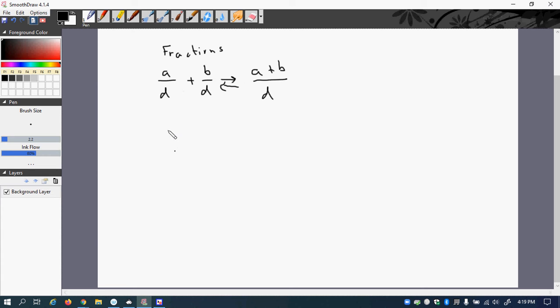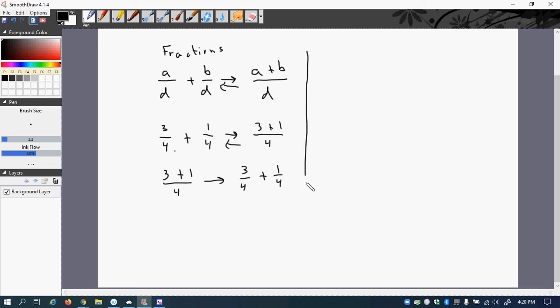So for example, if we did it with numbers, if I had 3/4 and I'm going to add it to, let's say, 1/4, then it would be 3 plus 1 over 4. And so I can go the other way as well. So if I had 3 plus 1 over 4, then I could break it up into two fractions as 3/4 plus 1/4. And this works for subtraction as well. So that means we could do that with variables as well. So let's take a look at some of those.